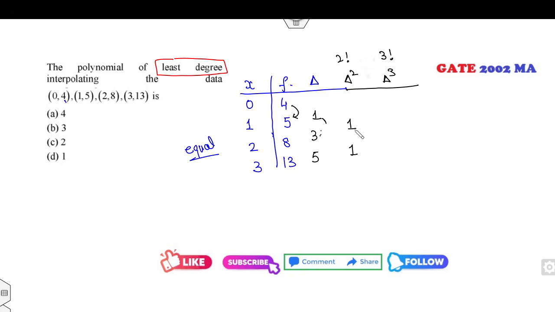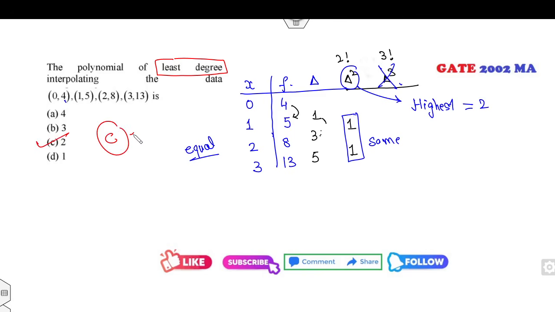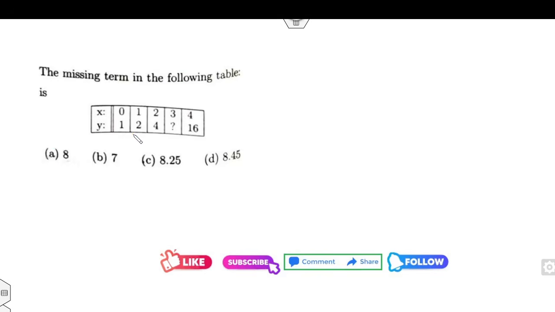So because all these values are the same, what is the highest degree? The highest degree is 2. So this is the highest degree. There is no need to compute further; the highest degree is square, not cube. That is the missing term in this polynomial.